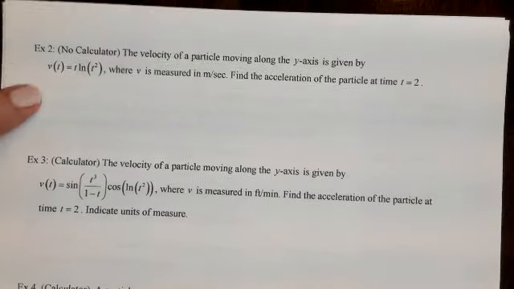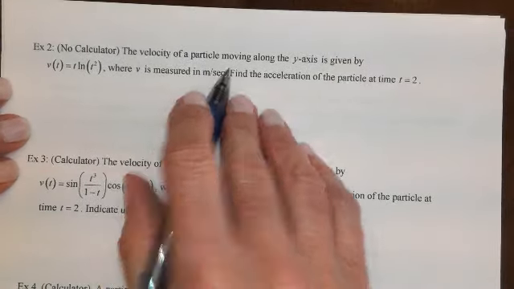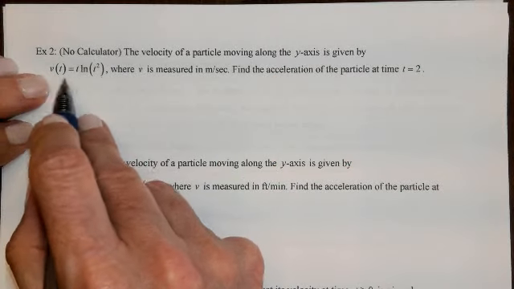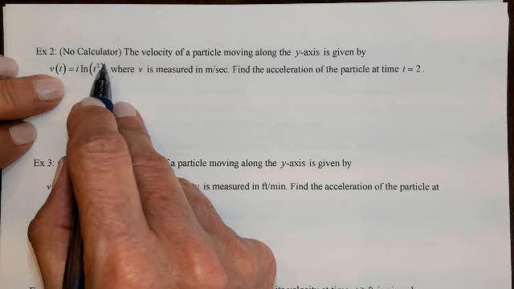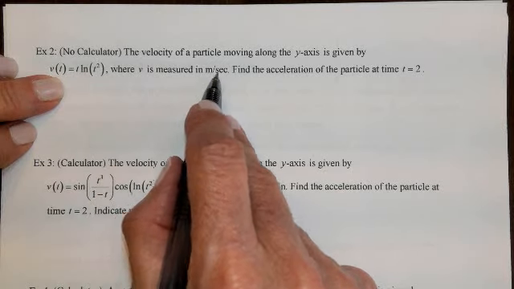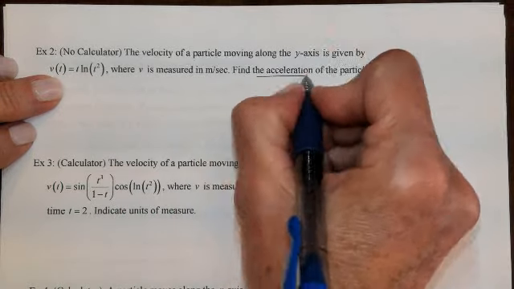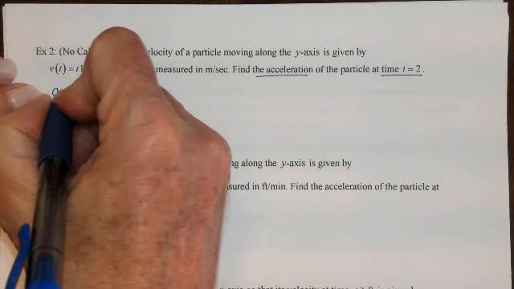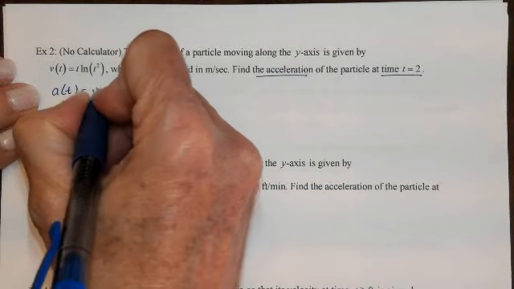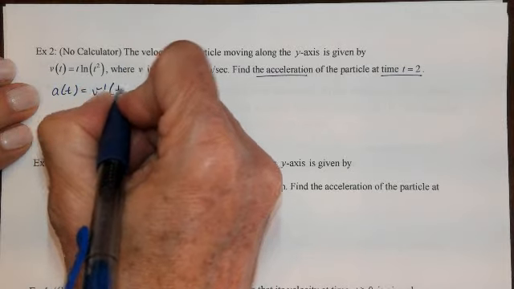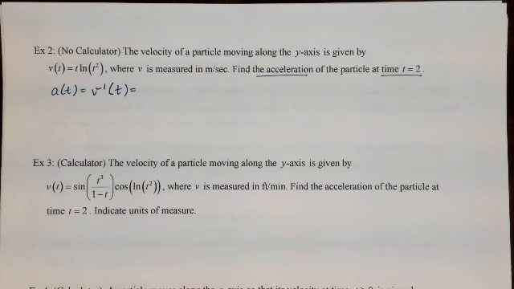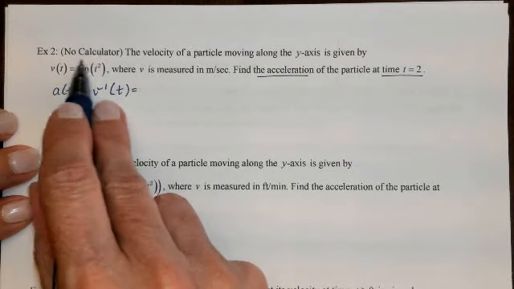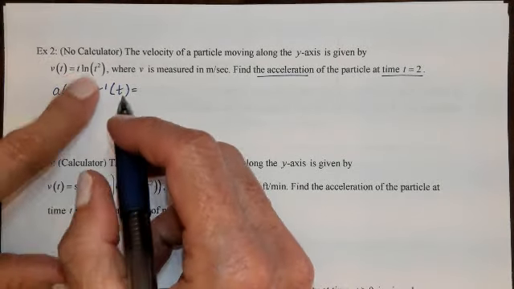Okay? Example 2. The velocity of a particle moving along the y-axis is given by velocity is equal to t ln of t squared, where v is measured in meters per second. Find the acceleration at time 2. Okay. Well, acceleration is the derivative of velocity. So we need to take the derivative of this. Okay, so it's a product.